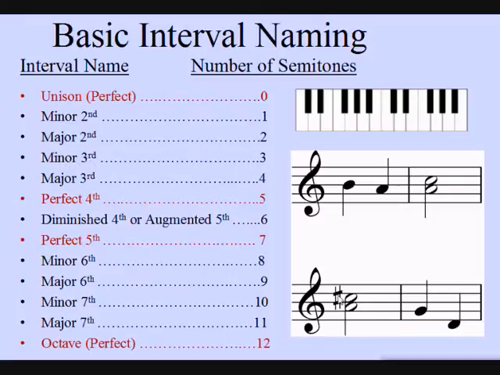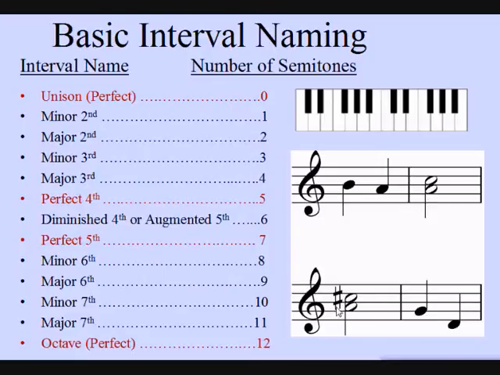Let's look at this one. We have that this is 1, 2, 3 staff count away from each other. That means this is a third too. Like the other one, it is a third.